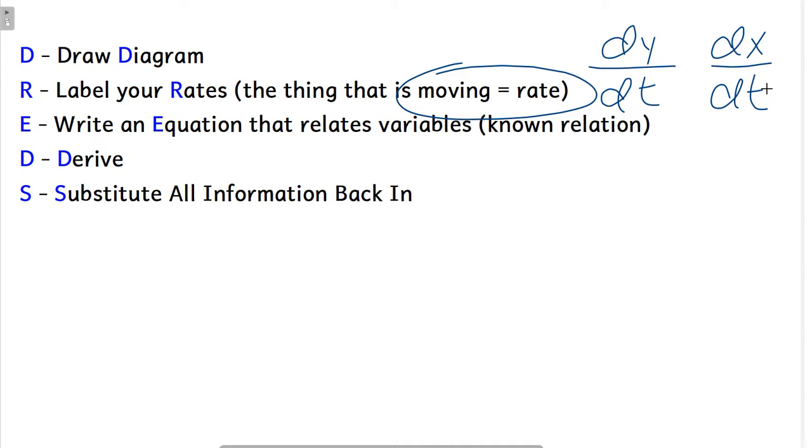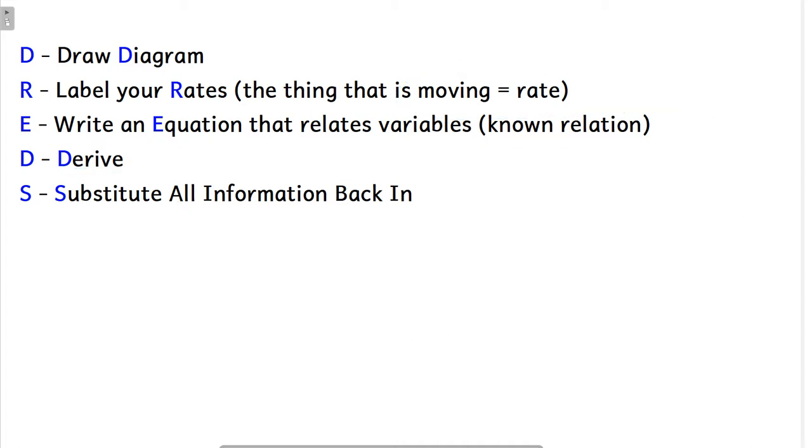Okay, so then we're going to write an equation. We are not going to come up with an equation out of thin air. It's going to be something we know. It's going to be area, volume, Pythagorean theorem. It's going to be a known relationship. Then we will derive, and then we will substitute all the information back in. Okay, so let's get started. This is definitely not enough room, so we'll go to a new page. Okay? All right. So dreads.